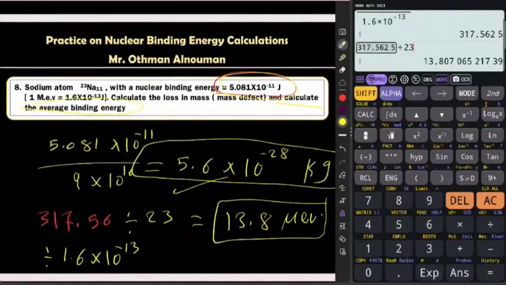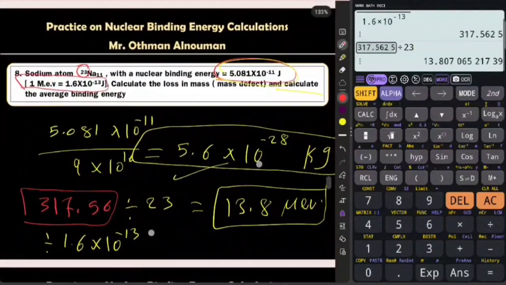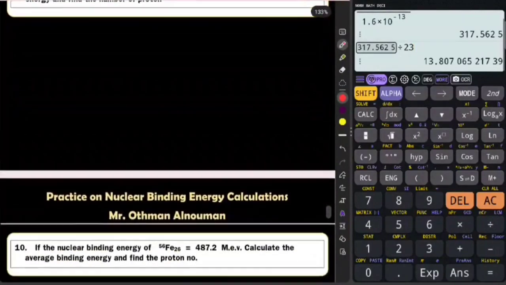It is given here in the question. They gave us 1 million electron volt equals 1.6 times 10 to the power of negative 13 to convert it to million electron volt. So we will divide to make the joule into million electron volt. We got it. This is the energy in million electron volt. Now this number, we are going to divide it over the nucleon number, which is 23, and we got 13.8 million electron volt, the final answer. Let's go to another question here.